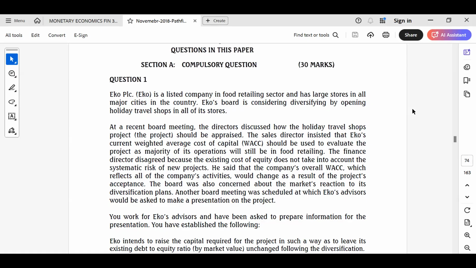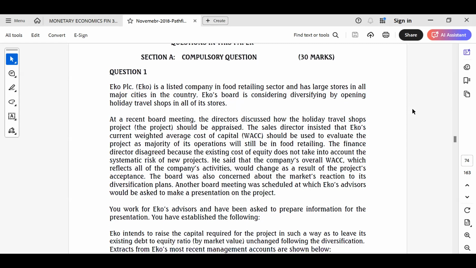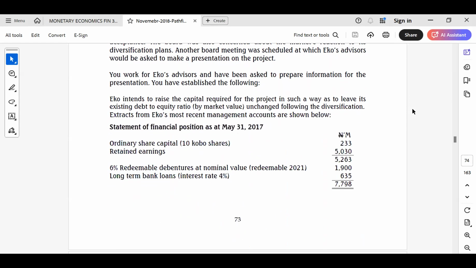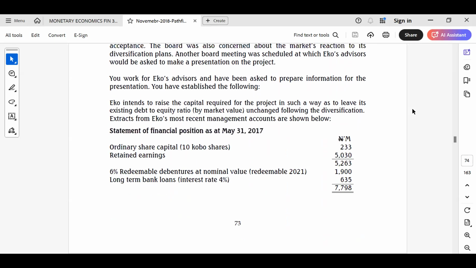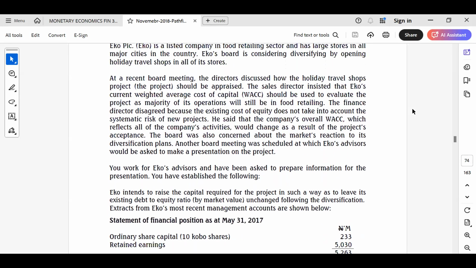The sales director insisted that Echo's current weighted average cost of capital (WACC) should be used to evaluate the project, as the majority of its operation will still be in food retailing. The finance director disagreed because the existing cost of equity does not take into account the systematic risk of the new project. He said that the company's overall WACC, which reflects all the company's activities, would change as a result of the project acceptance. The board was also concerned about the market reactions to its diversification plans.